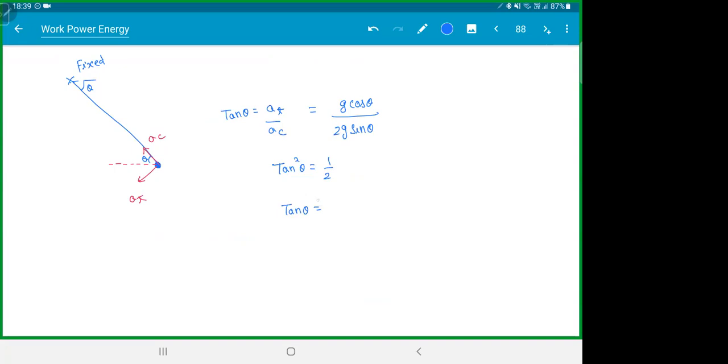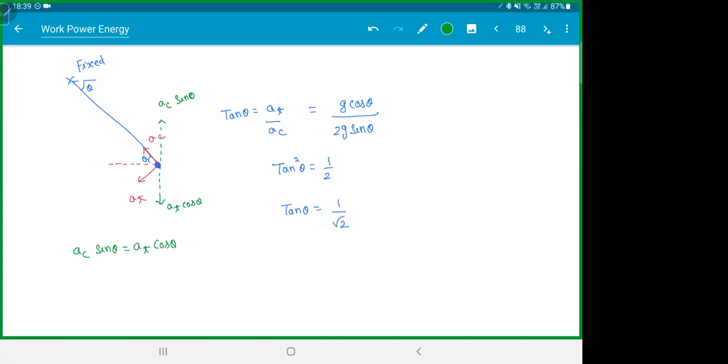It is not half, right? Check your answers. 1/√2. A centripetal and a tangential also depend on theta. This is one way to do. Or you can also say in this direction the component should cancel. A centripetal sin theta should cancel with a tangential cos theta. Since the acceleration is horizontal, the vertical component should cancel. You get the same answer. You could have done that also.